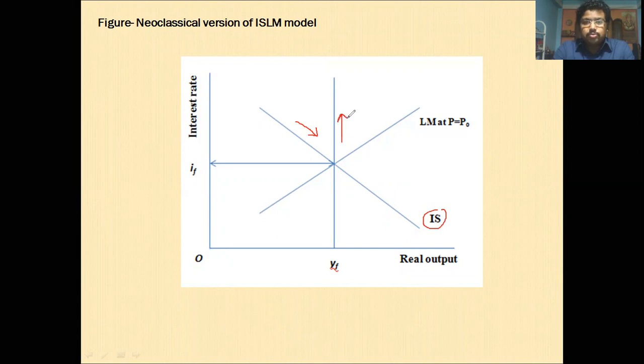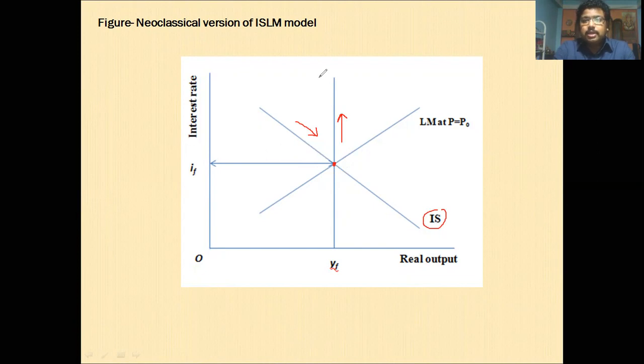Full employment output. So this intersection point, on the basis of the IS curve and the full employment supply curve, gives us equilibrium YF output at full employment and interest rate at full employment.